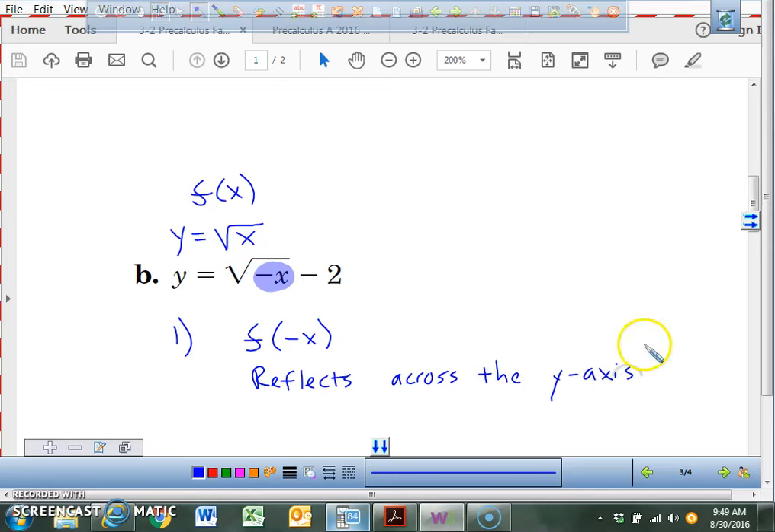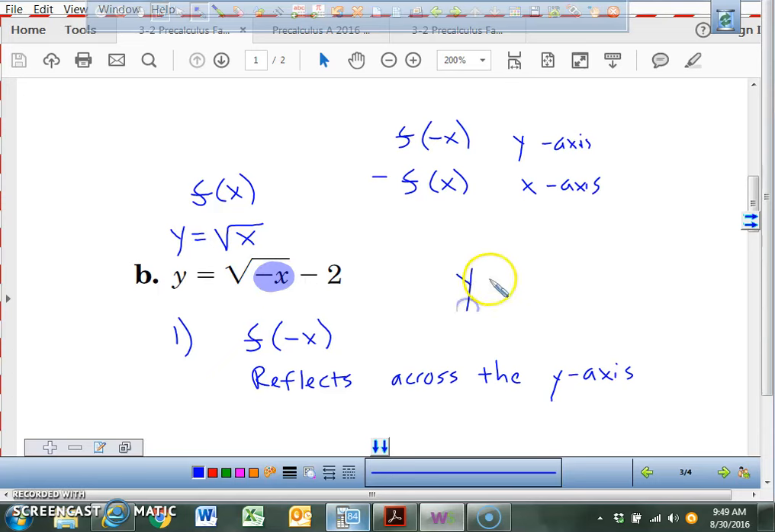So f of negative x. But if I had a negative f of x, that would reflect across the x-axis. So if I wanted to make this change and go across the x-axis, I could change my equation to negative f of x. So that would actually mirror this one. So we need to know the difference between where the negative is on the outside of the function and where the negative is on the inside of the function.